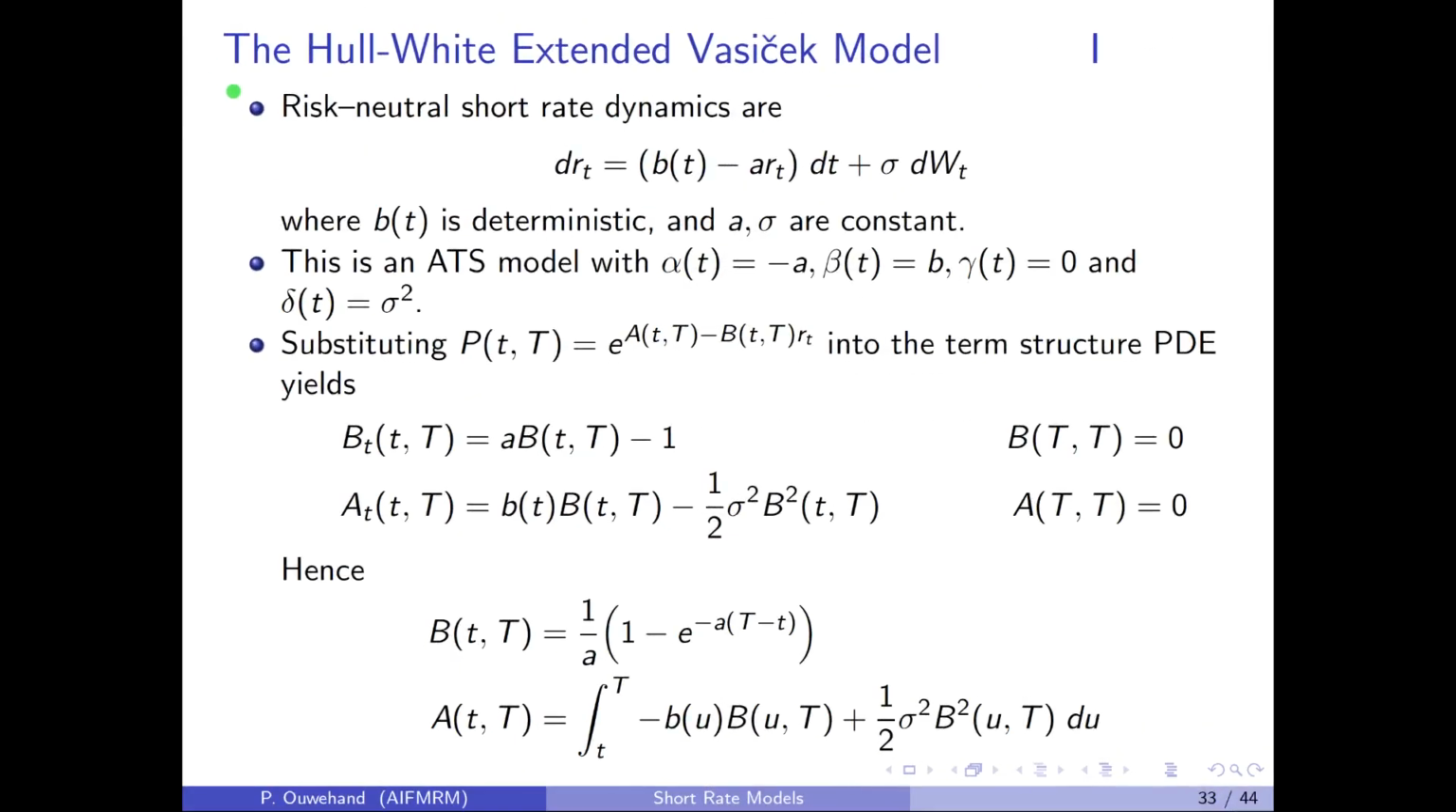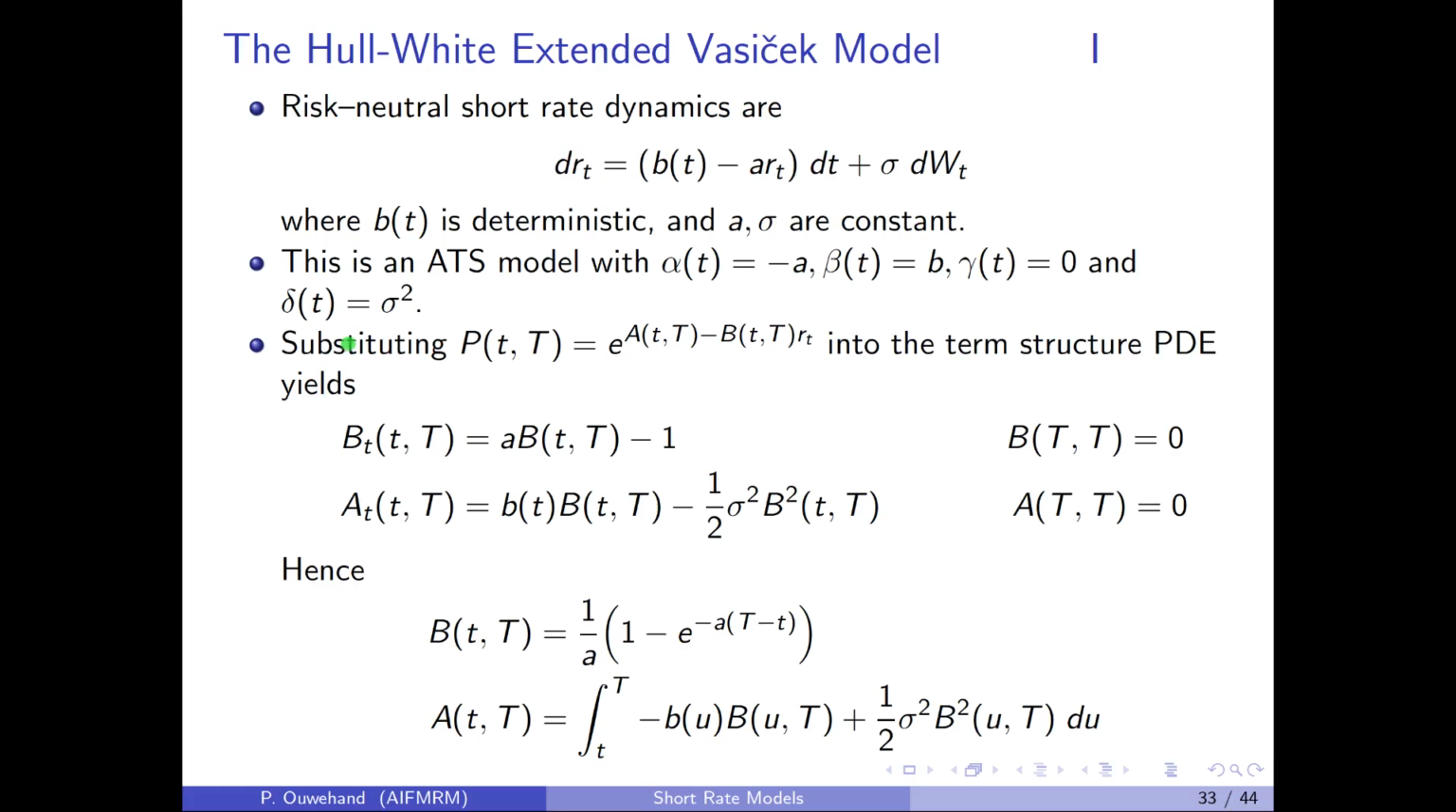Our final example is the Hull-White extended Vasicek model, which has the following risk-neutral short rate dynamics. Notice the time dependence of the parameter B here in the drift, so this is also a time inhomogeneous model. This is an affine term structure model with alpha equal to minus A, beta equal to B, gamma equal to 0, and delta equal to sigma squared.